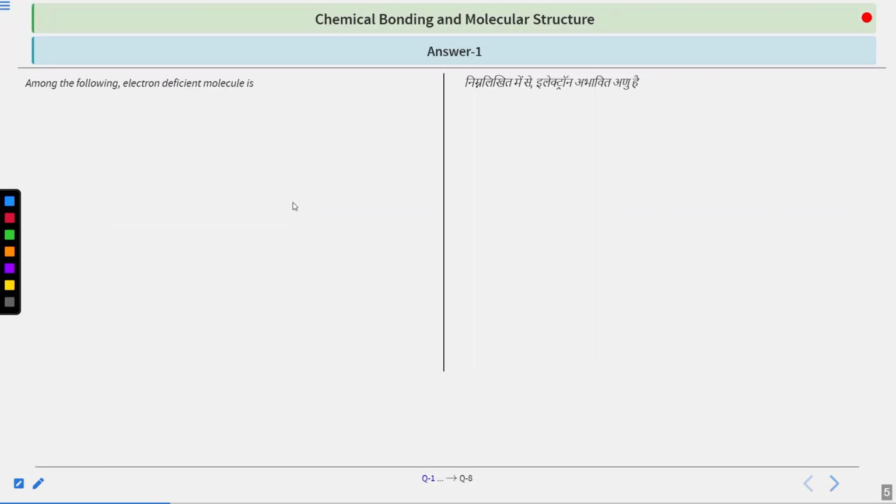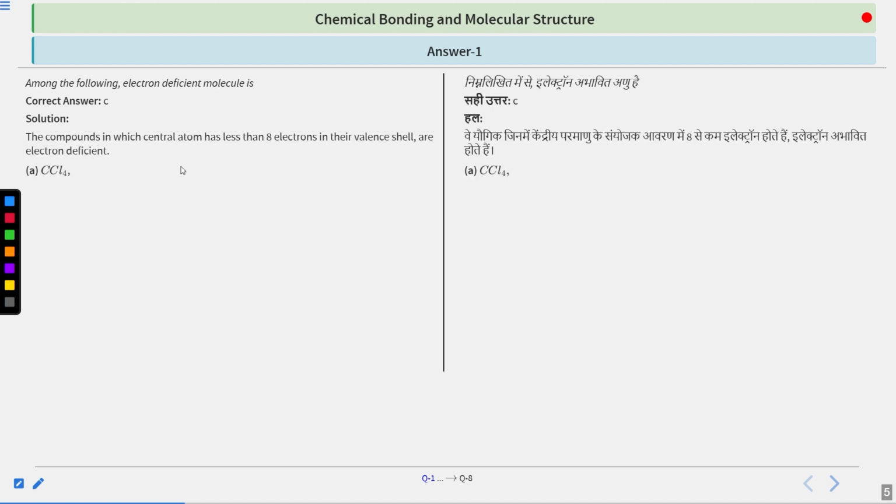So first of all, what is electron deficient? Basically, electron deficient means whose octet is not complete, right? So considering this, the correct answer is C. It is written here also that the compounds in which the central atom has less than 8 electrons in the valence shell are electron deficient. The central atom in CCl4 is carbon, in the middle, and the four Cl are the surrounding atoms.